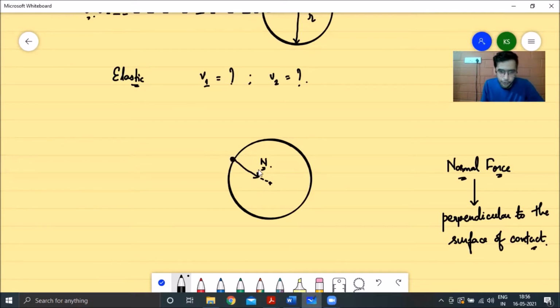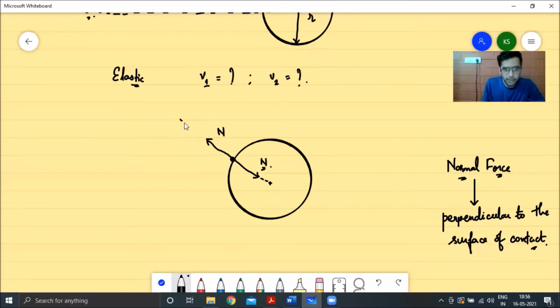This particle is exerting a force on the sphere towards the center, right? Then from Newton's third law, we know that if this particle exerts a force on the sphere in this direction, having a magnitude N, the sphere will also exert an equal and opposite force on this particle. So the sphere also exerts a force on this particle along this direction, right?